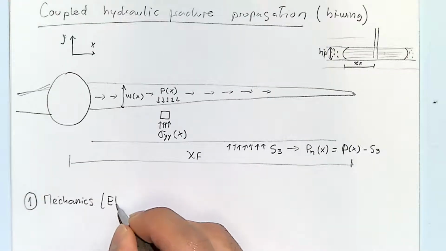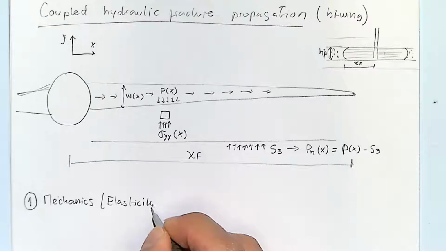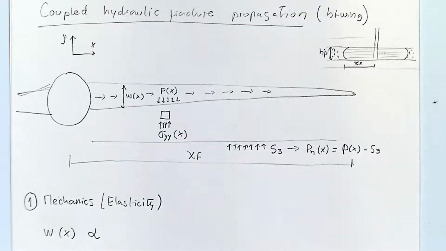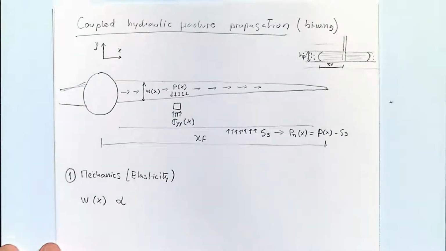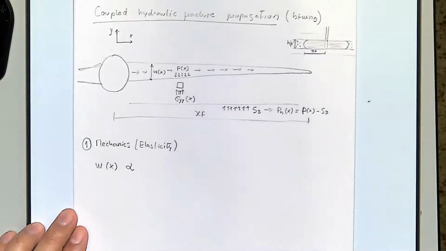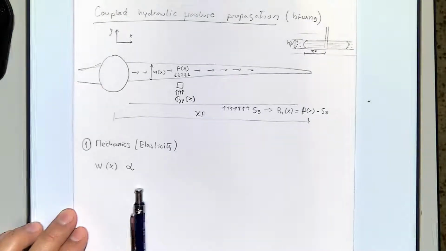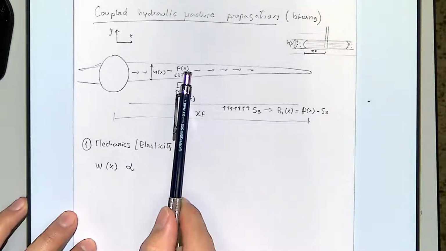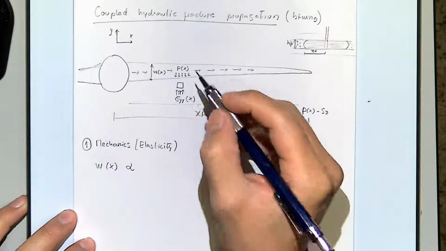Or if we make an assumption, it's just going to be with elasticity. Basically, what is going to be the width of the fracture proportional to? Before we do any numbers, before we put complex equations, what would make sense to you? The width is going to be proportional to what? So let's say some parameters that we can control: it's the pressure in the fracture, the rock.